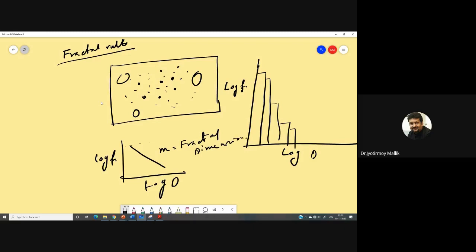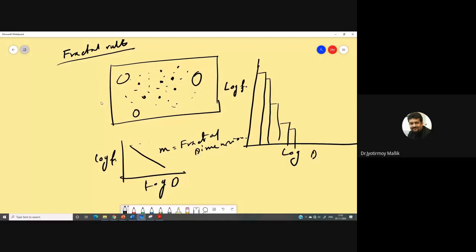This can happen in any natural phenomena. You can read about fractals. If you type in Google, you will find it. Okay. So earthquake's magnitude is a fractal. You see the higher magnitude earthquakes occurring less in numbers, and lower magnitude earthquakes happen more in number.